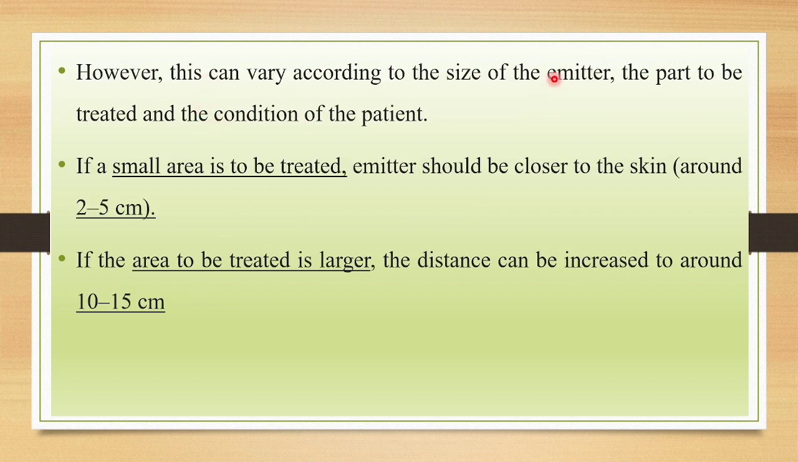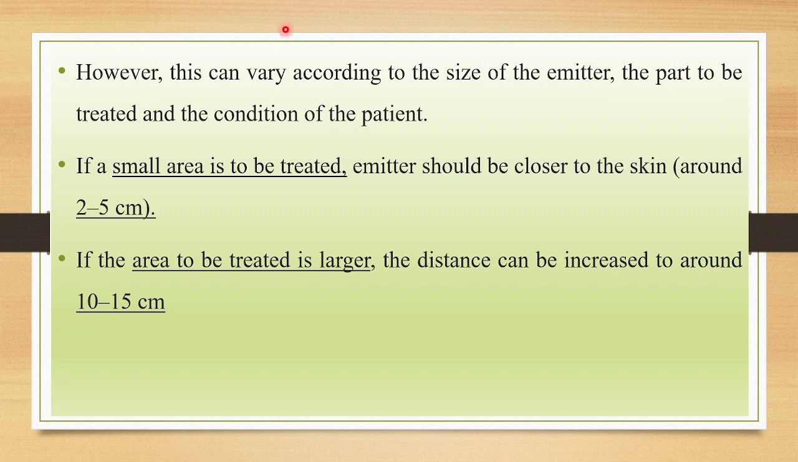However, this can vary according to the size of the emitter, the part to be treated and the condition of the patient. If a small area is to be treated, the emitter should be closer to the skin, around 2 to 5 centimeter. And if the area to be treated is larger, the distance can be increased to around 10 to 15 centimeter.